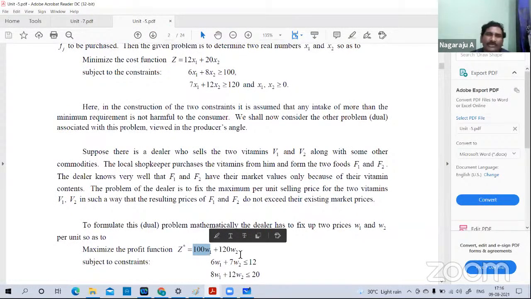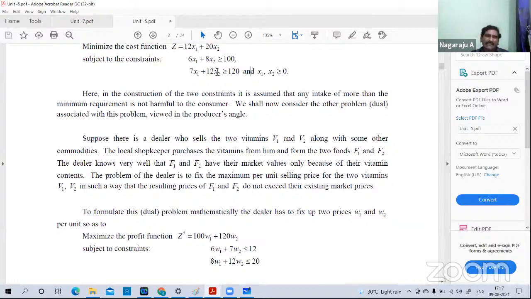7W2 is less than or equal to 2. So greater than or equal to constraints can be converted to less than or equal to. Then here, the second, the x2 coefficients are 8W1, sorry, 8W1 plus 12W2 is less than or equal to 3. So W1, W2 greater than or equal to 0. This is how maximization Z and minimization Z are converted.